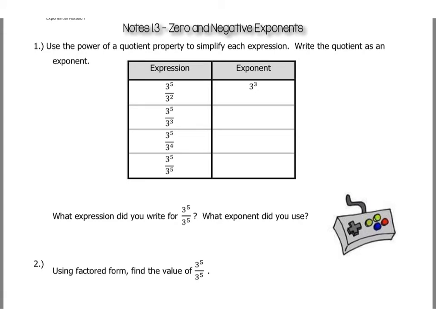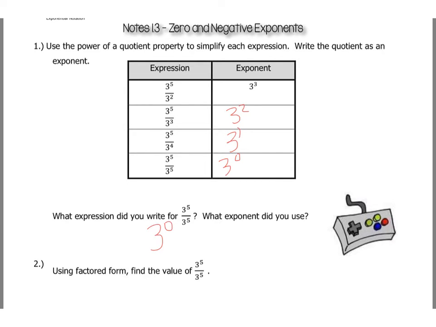Okay, so 3 to the 5th over 3 to the 2nd became 3 to the 3rd. Then we look at 3 to the 5th over 3 to the 3rd becomes 3 to the 2nd because 5 minus 3 is 2. Then 3 to the 5th over 3 to the 4th becomes 3 to the 1st. And then I have 3 to the 5th over 3 to the 5th, which becomes 3 to the 0 power. So the expression that we wrote was 3 to the 0 power. The exponent we used was 0.